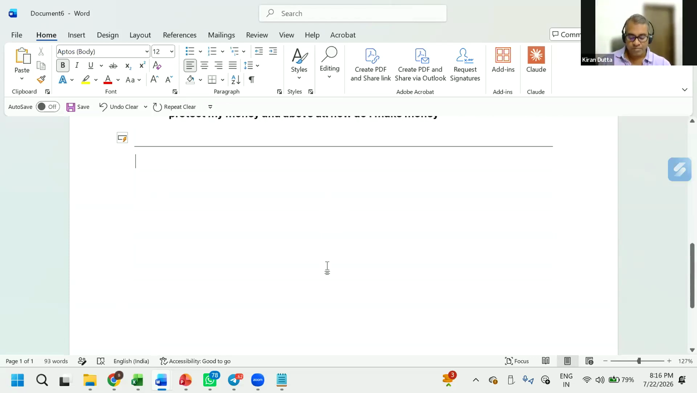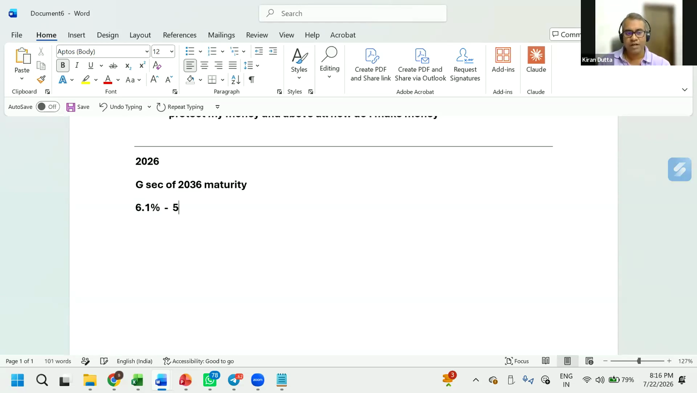So imagine now GSEC bonds are like 10-year bonds, right? For example, today this year is 2026. I have bought a GSEC of 2036 maturity, which is yielding me something like 6.1%. And imagine this bond value, what I have purchased it for, is about 5 crores, right?